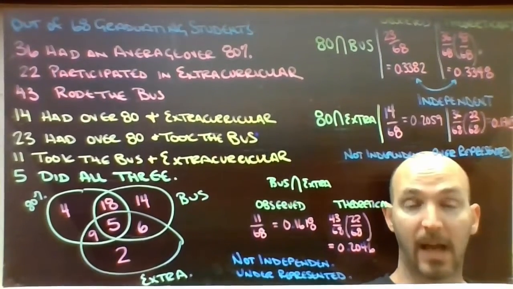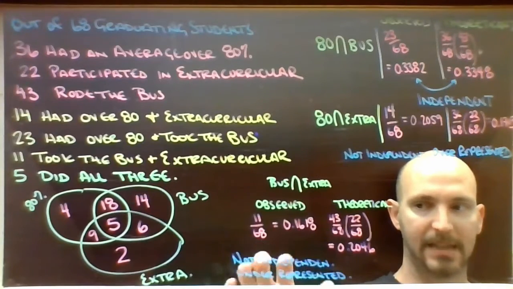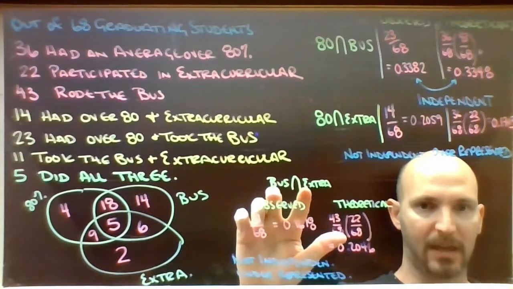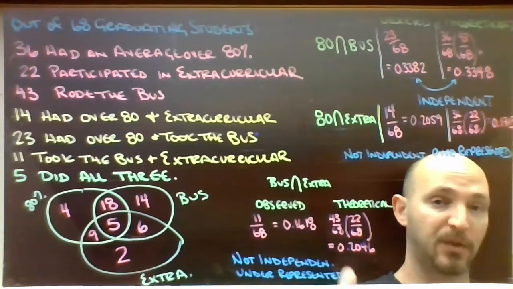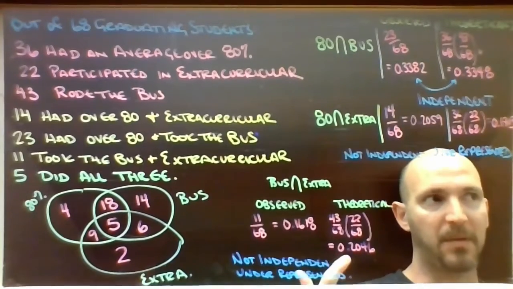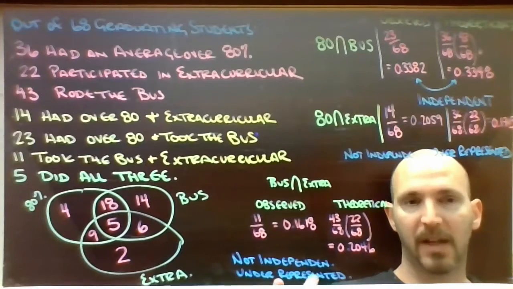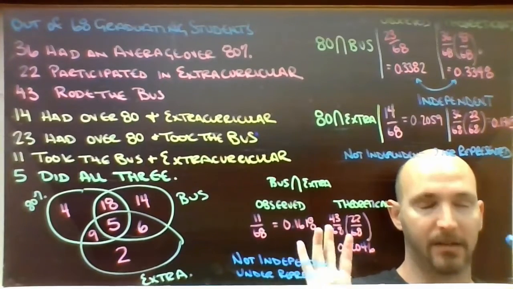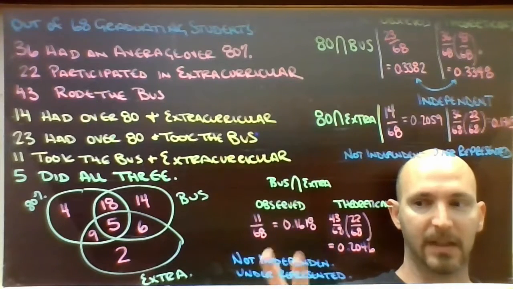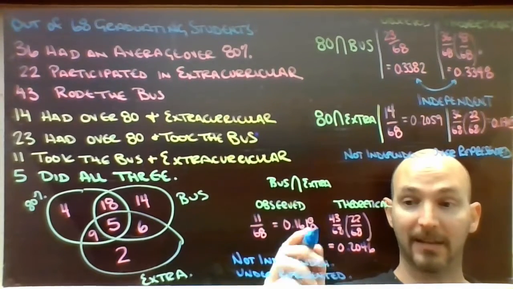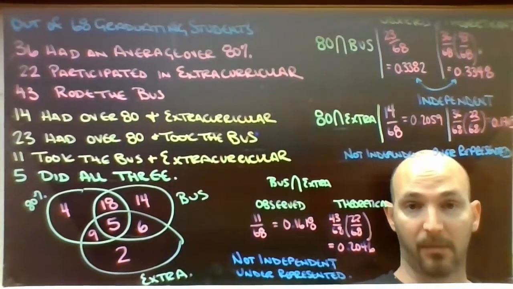So again, I don't have any evidence that says why. I only have evidence that says that these two things are mismatched. So maybe taking a bus discourages you from taking extracurriculars. Maybe being in extracurriculars discourages you from taking the bus. Maybe people who don't like buses also don't like soccer. I don't know. I don't have that information, but I do have some evidence that these two things are not independent. And in fact, they're underrepresented.